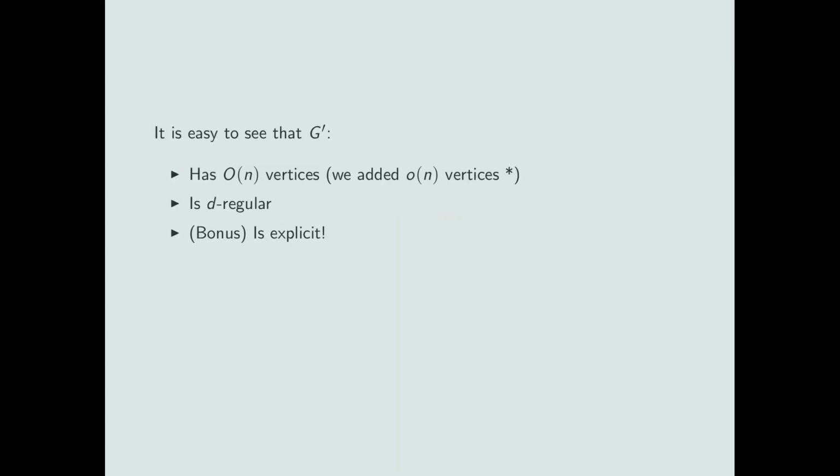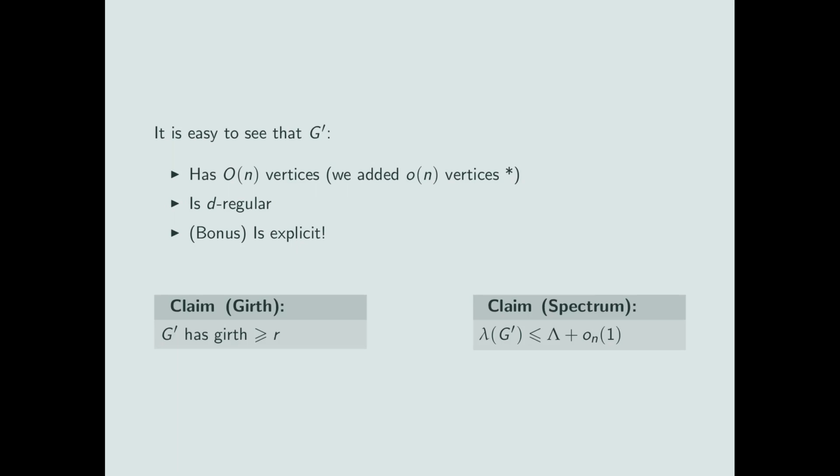Now, it's easy to see that this construction ensures that the resulting graph is d-regular. It has O of n vertices, and it's actually explicit. Now, we need to prove two claims. The first one is that the resulting girth is large enough, and the second one is that the resulting spectral expansion is good enough. We won't have time to look at the second claim. You can check our paper to learn the details. But we're going to briefly sketch the proof of the first claim.